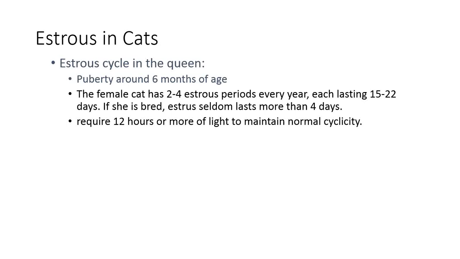A female cat has 2 to 4 estrus periods per year, and they last 15 to 21 or 22 days. If she's bred, estrus won't last more than about 4 days, but she'll keep cycling typically throughout the year until she is. It requires about 12 hours or more of daylight to maintain normal cyclicity in these cats, so you won't start seeing them cycle till springtime. After that, they'll cycle every 21 days once they go into heat.